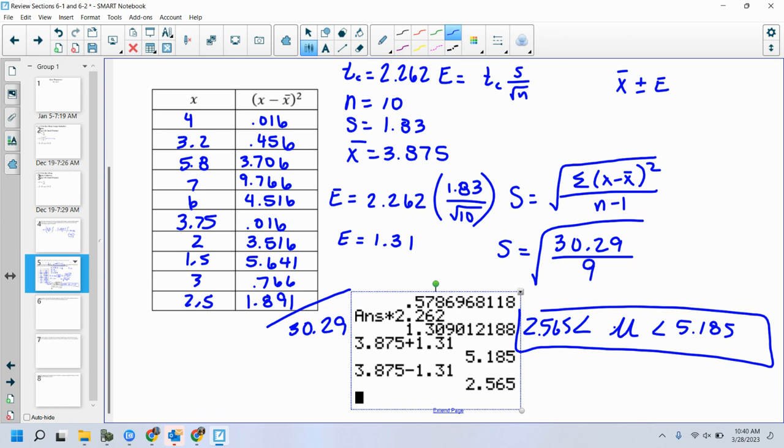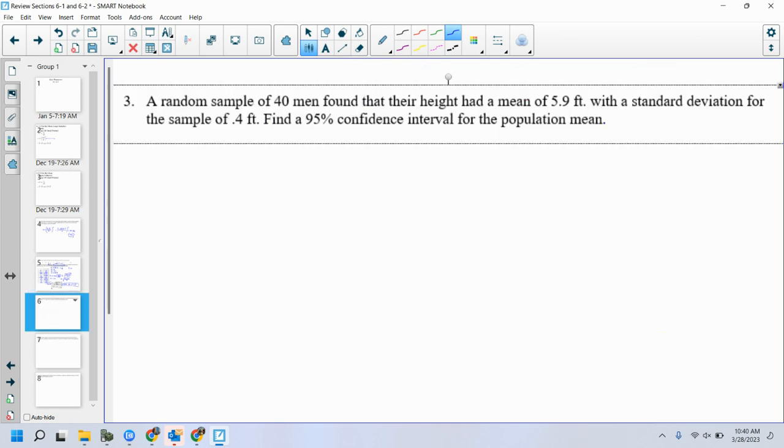Questions about that? All right, let's keep it rolling. That question is going to require the most time to work, just because you got to throw back to finding actual samples. A random sample of 40 men found that their heights had a mean of 5.9 feet, with standard deviation for the sample of 0.4 feet. Find a 95% confidence interval for the population mean.